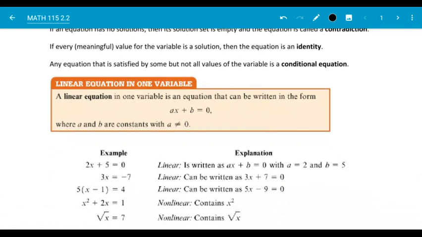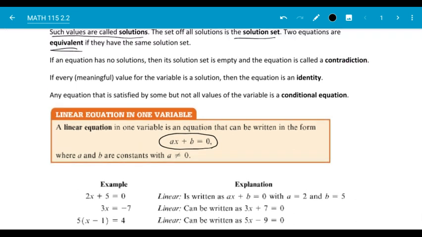So if we're focusing on linear equations, a linear equation in one variable is anything that is ax plus b equals 0, anything that can be written in that form. So there are three cases that can happen. If this has no solutions at all, it's what we call a contradiction, and the solution set is empty. If it has every meaningful value as a solution, that means it's always true. And things that are always true, we call an identity. And the solution set is all solutions depending on what we're looking at.